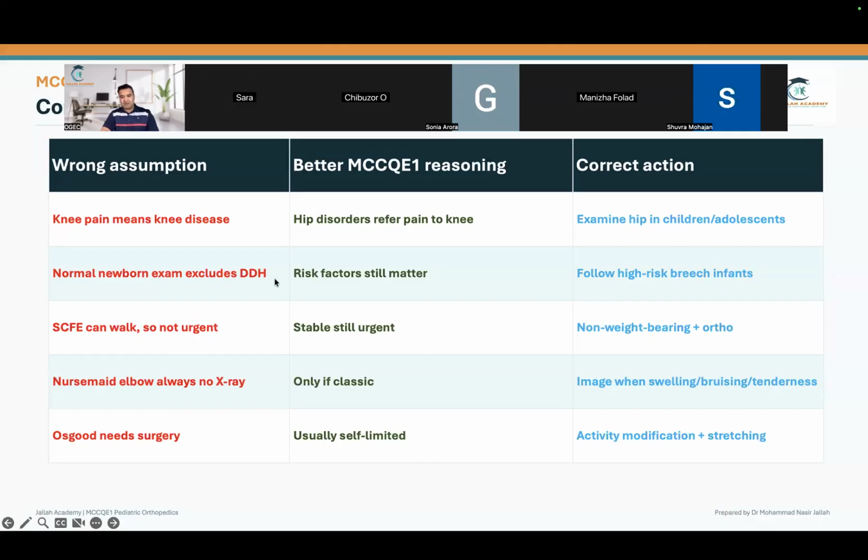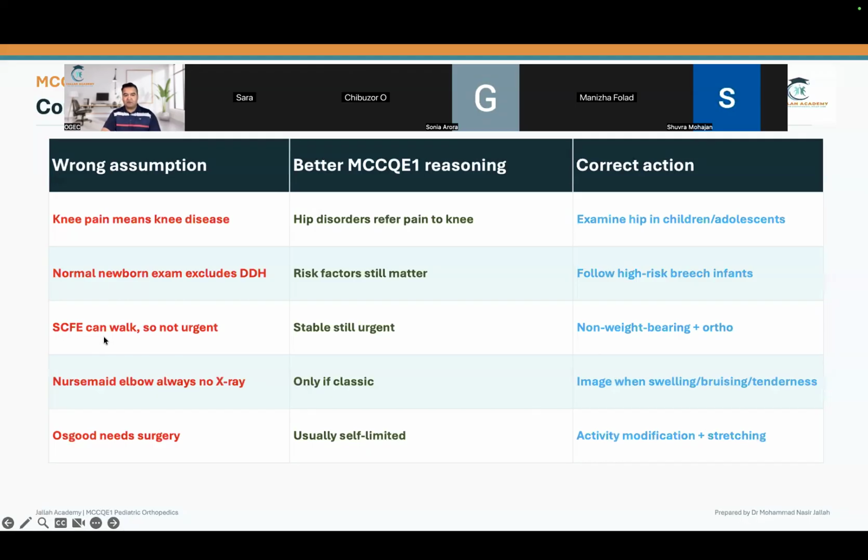Sometimes it might look normal, but it doesn't mean it's going to be normal forever. So it means every visit we have to check. Risk factors still matter. Follow high risk breech and family history.